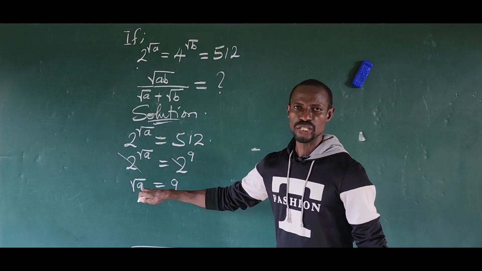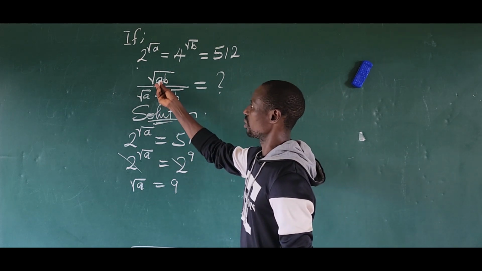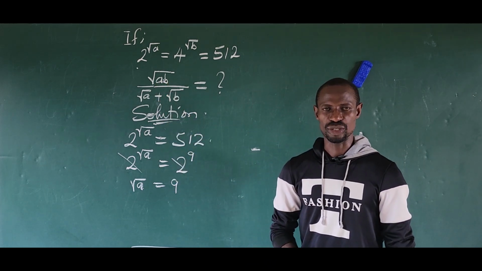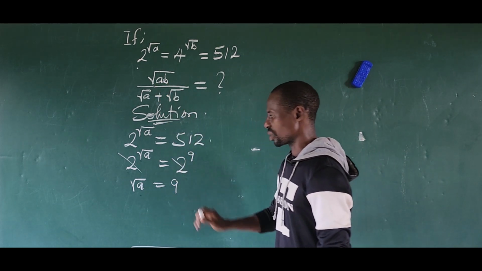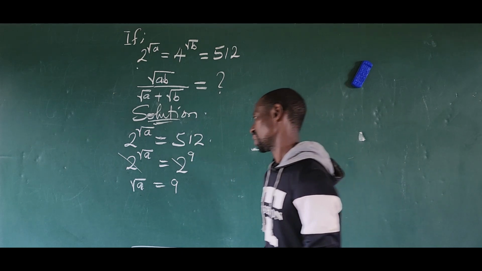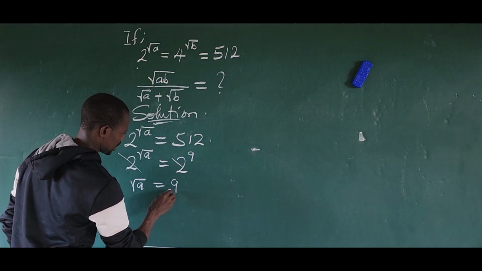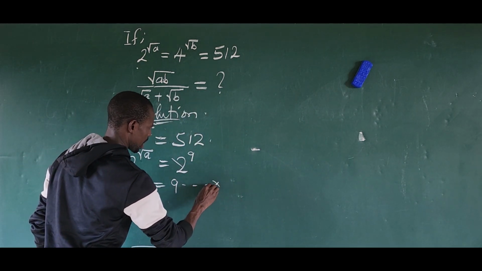No need taking the square of both sides because what we're looking for here is what? Root A times root B. So we've got root A is equal to 9, and we'll leave it at this point. So let's keep this. Let's take this as our equation star.